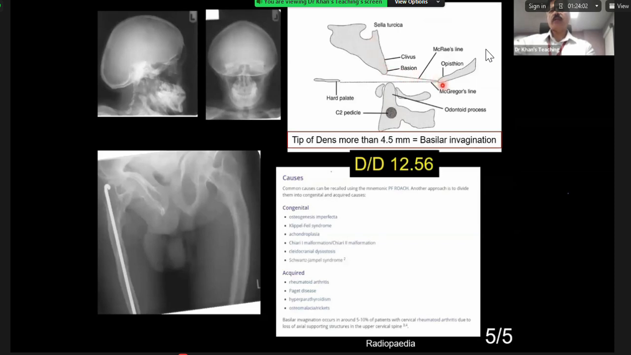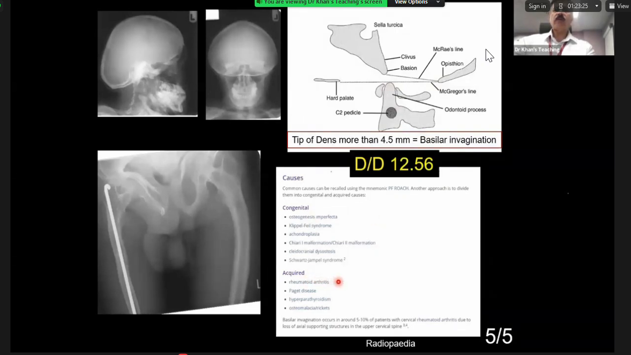Now, if you draw a line from this point, which is the posterior inner border of the foramen magnum, towards the hard palate here, the tip of the dens should not be more than 4.5 millimeters superior to that. When it is more than that, we call it basilar invagination. Basilar invagination can have various kinds of causes, congenital as well as acquired.